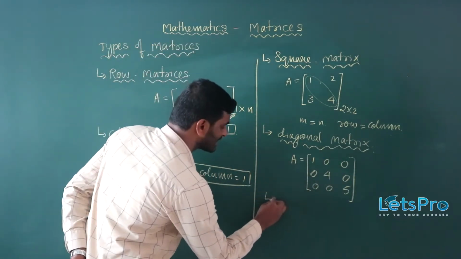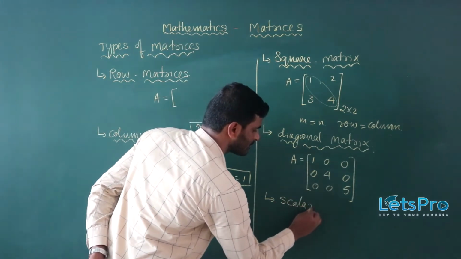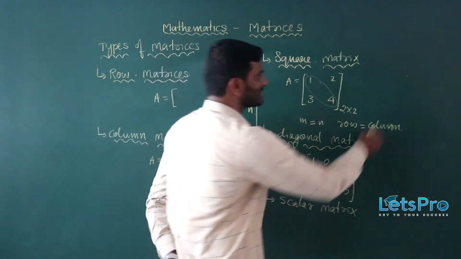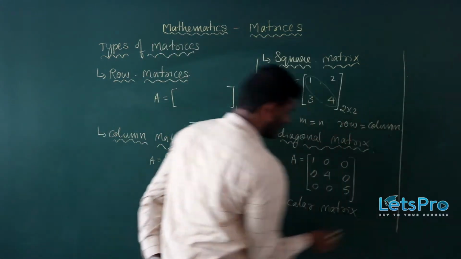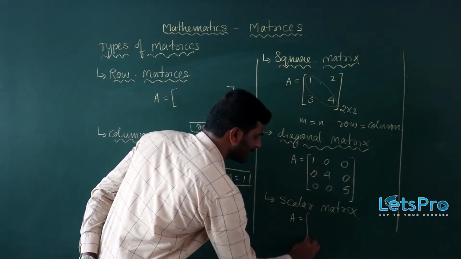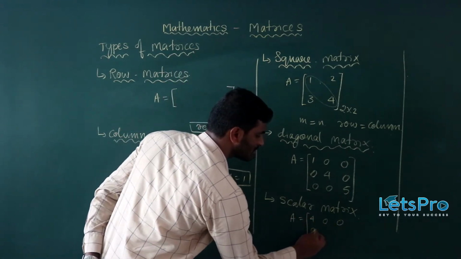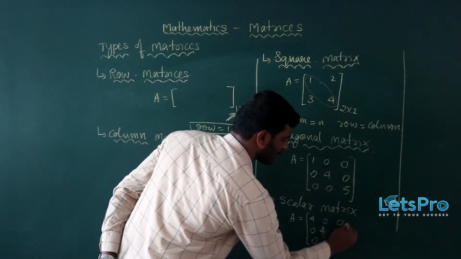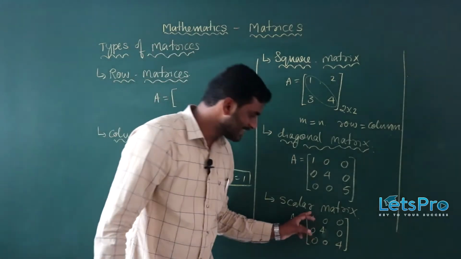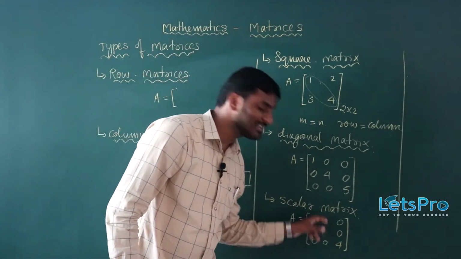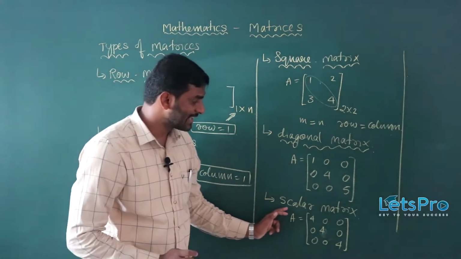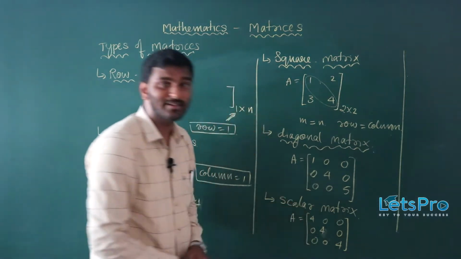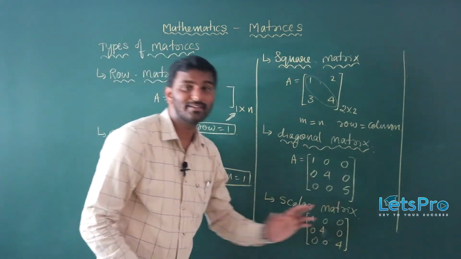The next one is the scalar matrix. What is a scalar matrix? The scalar matrix is defined as follows. Let us take an example: 4 0 0, 0 4 0, 0 0 4. In this case the diagonal elements are the same and the non-diagonal elements are 0. Definition: a scalar matrix is a diagonal matrix in which the diagonal elements are the same and the non-diagonal elements are 0.